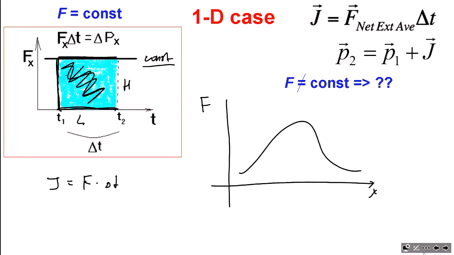Something like this. This is actually a situation when a ball collides with the wall. When the ball starts touching the wall, the force starts from 0, and then it increases to some maximum value. And when the ball is leaving the wall, the force goes back to 0 again. But since we know how to calculate the impulse for the constant force, what we have to do is just break this whole time interval into many, many tiny time intervals. Within each time interval, we can consider the force almost constant.